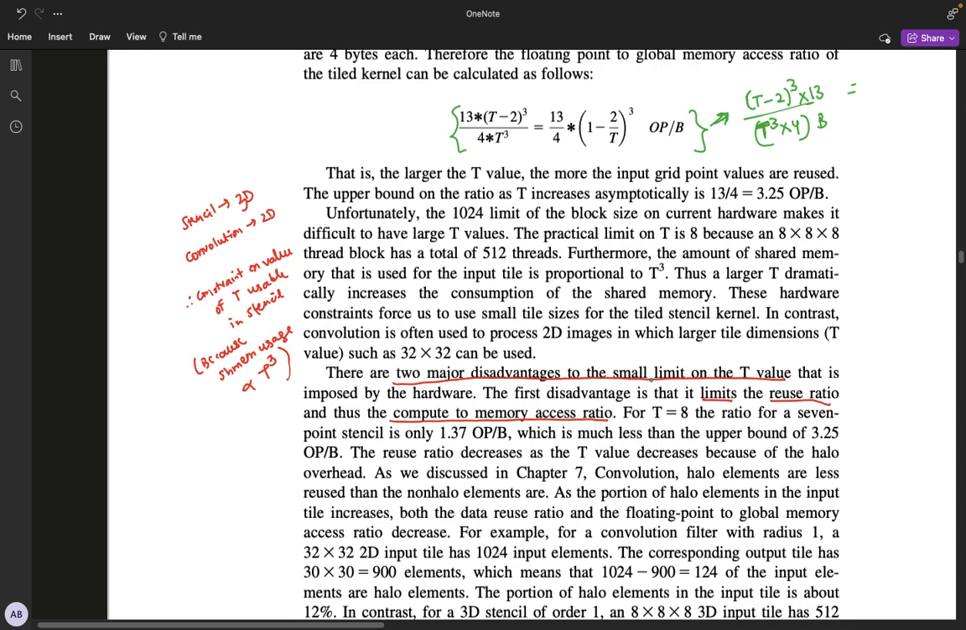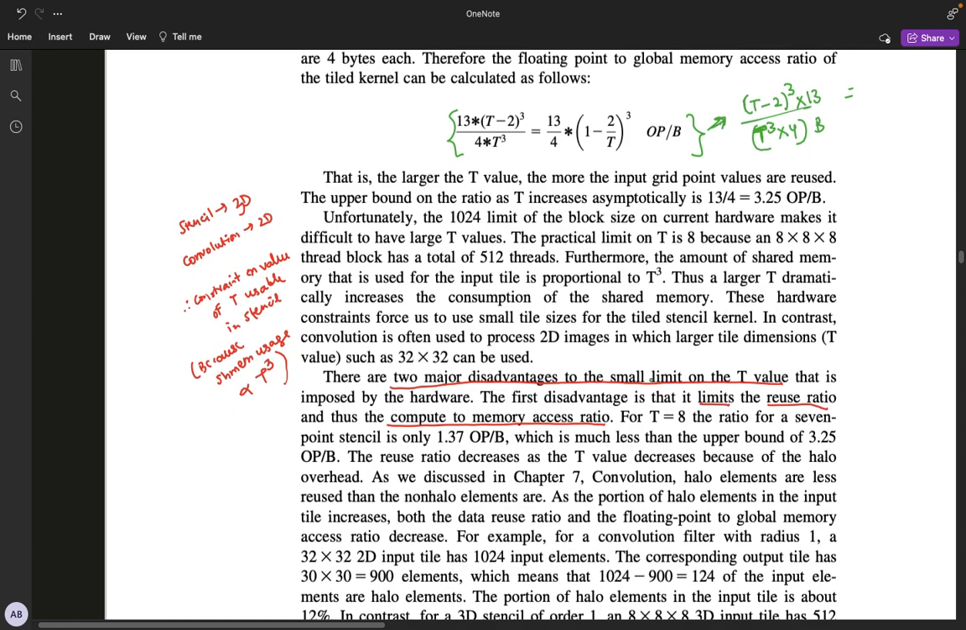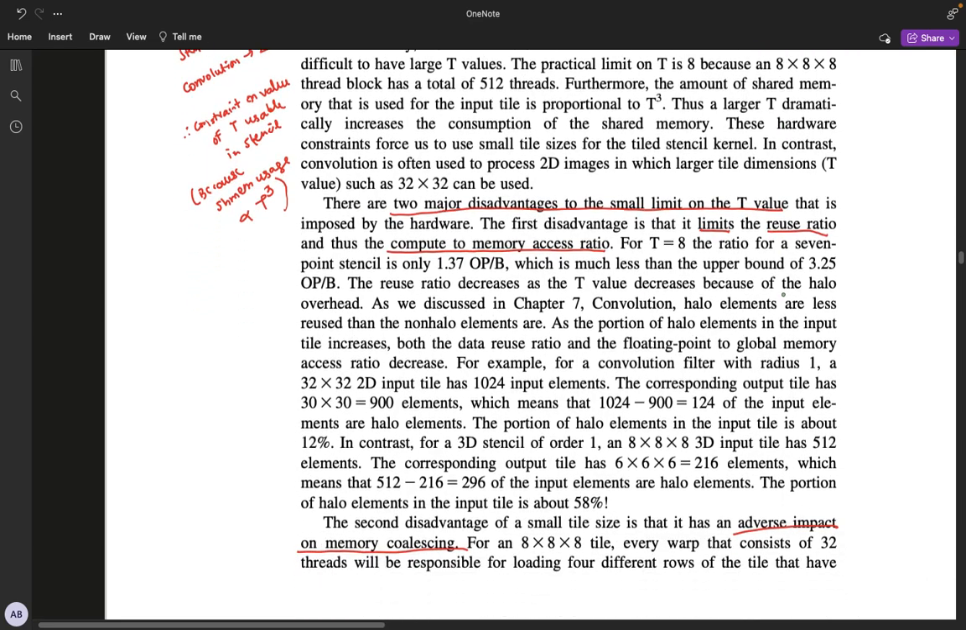We see that for smaller values of t, the arithmetic intensity, that is the ops per byte, is low, which is bad. And the reason for smaller values of t is the shared memory restriction. And what is the second?